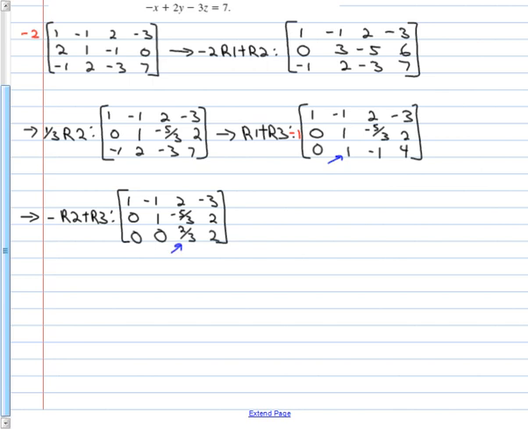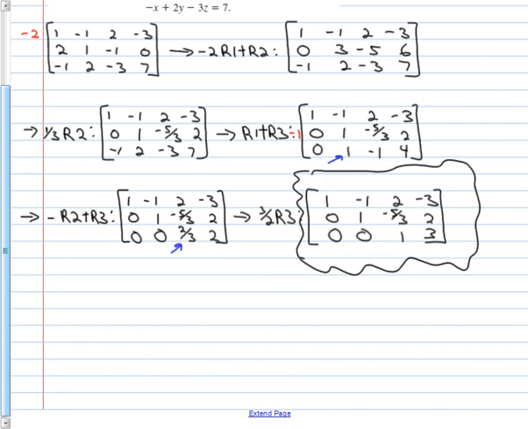I need a 1 now in that location. What can I multiply by to give me a 1? The reciprocal, 3 over 2. So my next step, I'm just going to go 3 over 2 times row 3. All right, 1, -1, 2, -3, 0, 1, -5/3, 2, and now just multiply everything by 3 over 2. 3 over 2 times 0, still 0. 3 over 2 times 2/3 is 1. 3 over 2 times 2, 3. There is row echelon form.